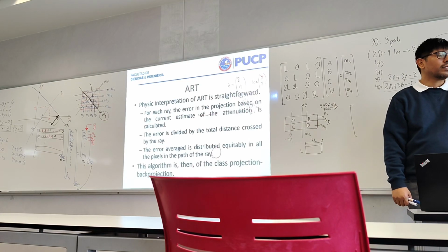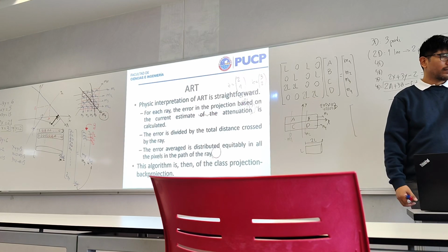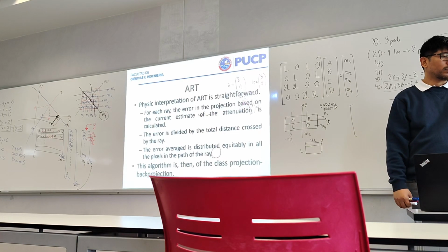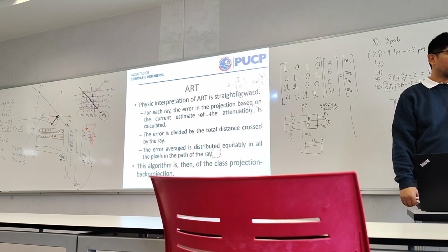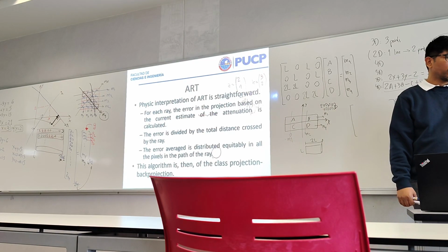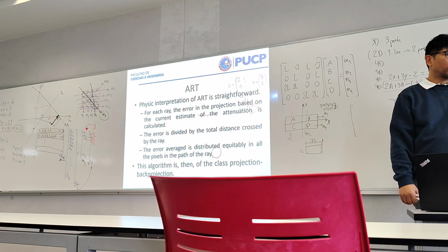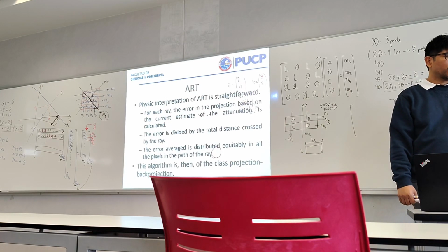Okay. The physical interpretation of ART is straightforward. For each ray, the error in the projection based on the current estimate of the attenuation is calculated. The error is divided by the total distance crossed by the ray, and the average error is distributed equitably in all the pixels in the path of the ray. This algorithm is then of the class projection back projection.